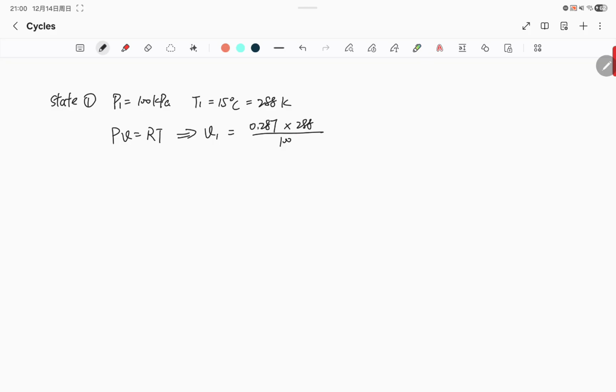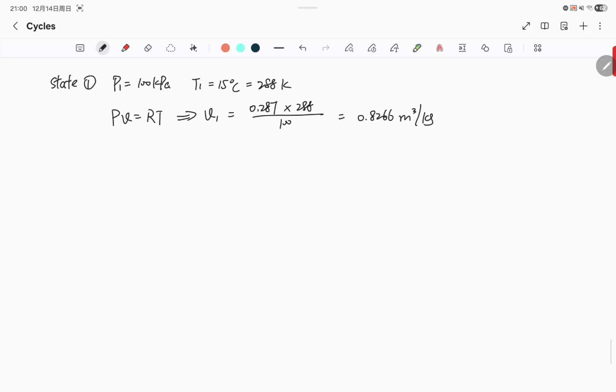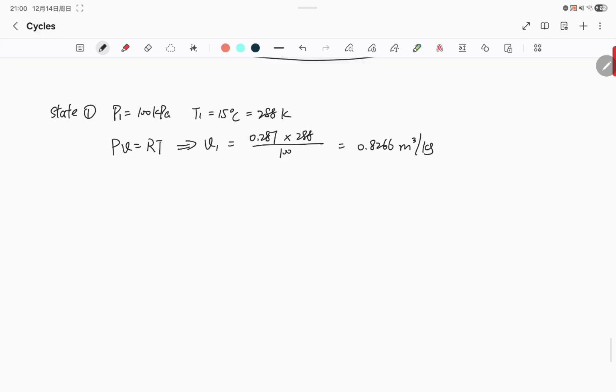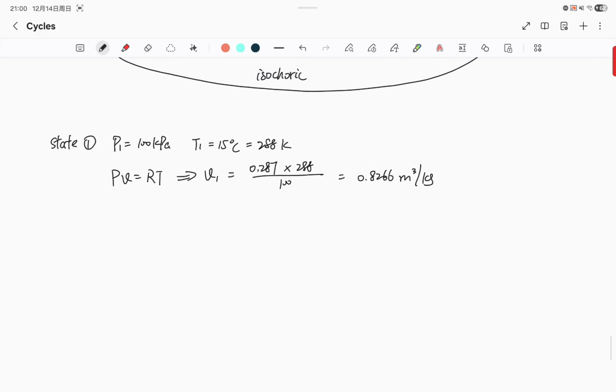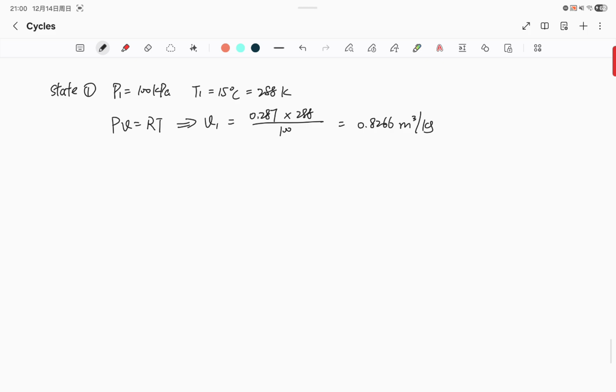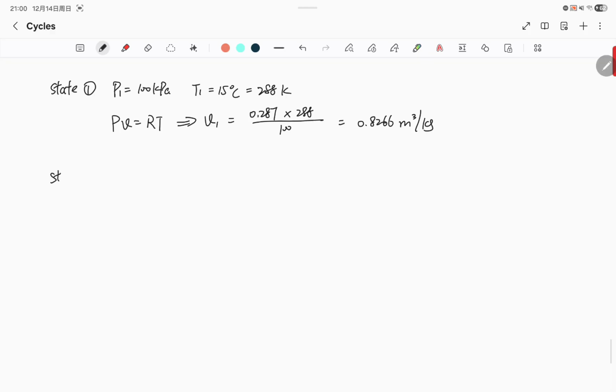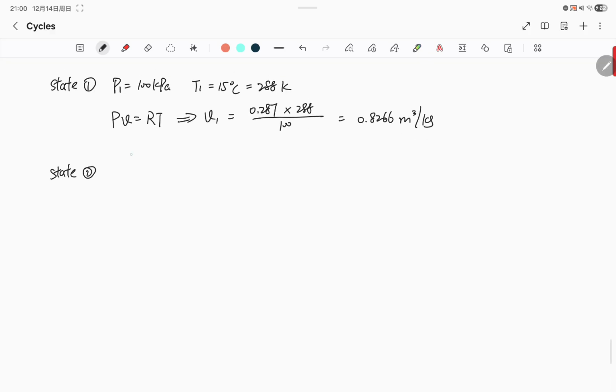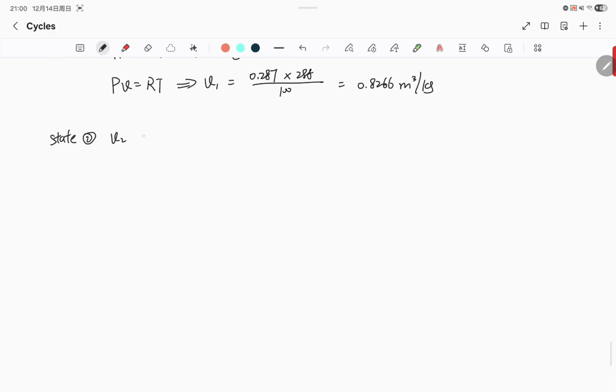P1 is 100. That gives me this. We also know the compression ratio. Compression ratio, pay attention, is not a pressure ratio, it's the volume ratio. So it's not P1 over P2. It's actually V1 over V2, that's 8. State 2, we got V2, that's 1/8 times V1. That gives me this.